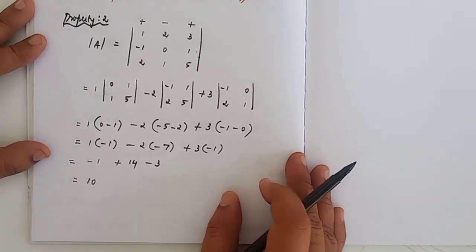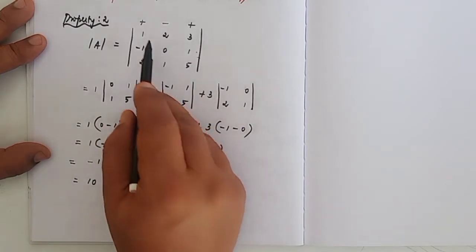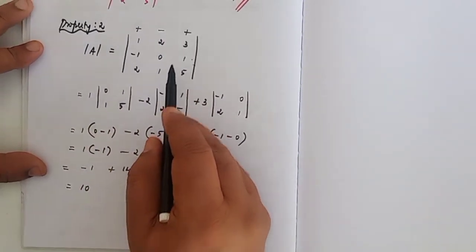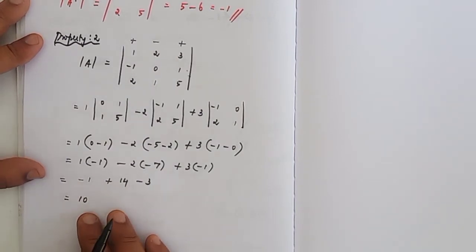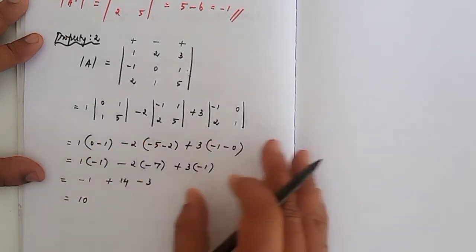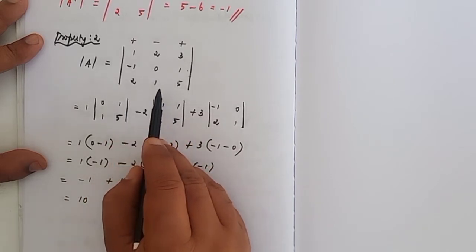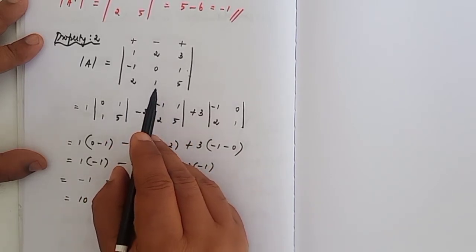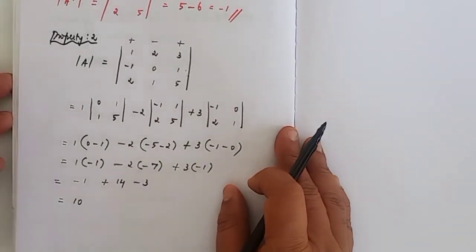Then, even if we expand the determinant by the second row or third row or first column, second column or third column, the value of the determinant remains always 10 only for this problem. According to property number 2, if we interchange any 2 rows or any 2 columns, the value of the determinant changes only by sign.